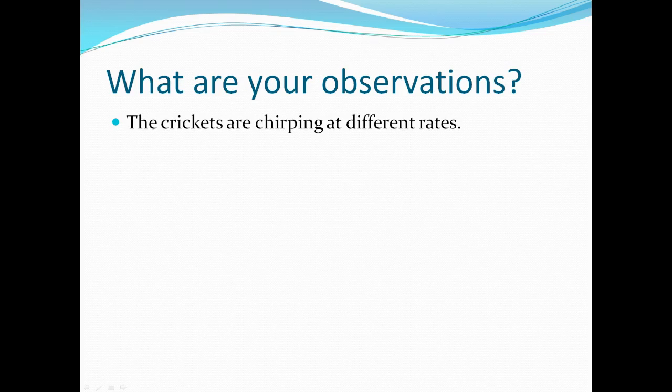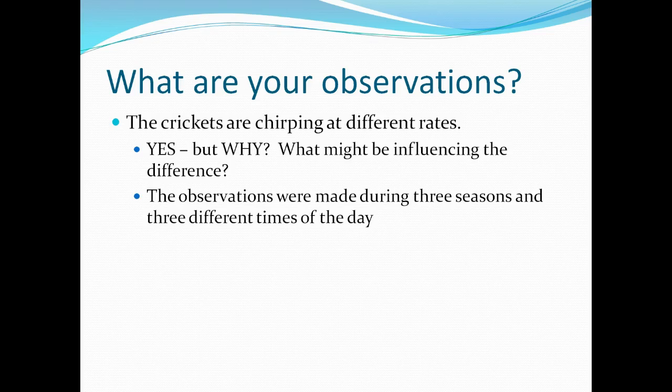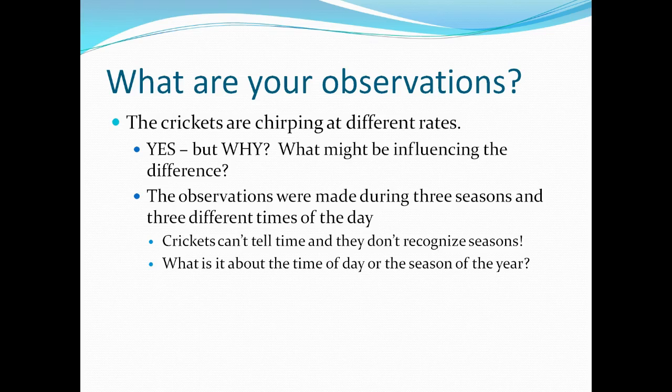So what are your observations? Clearly, the crickets are chirping at different rates. Yes, but why are they chirping at different rates? What might be influencing the difference? The observations were made during 3 seasons and 3 different times of the day. Of course, crickets can't tell time, and they don't recognize seasons, so it has to be something that's going on during that time of the day or that particular season.